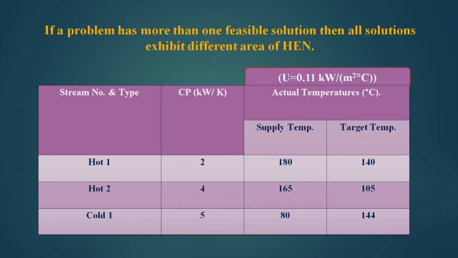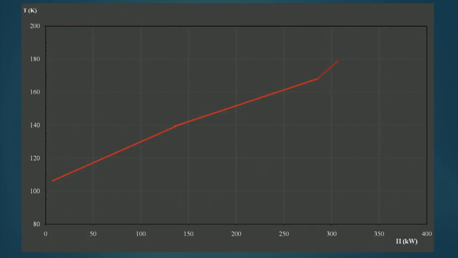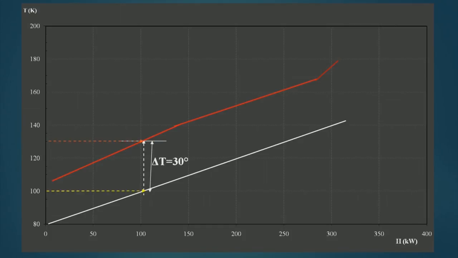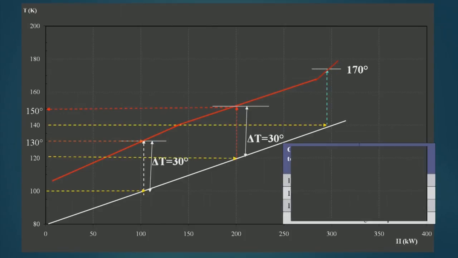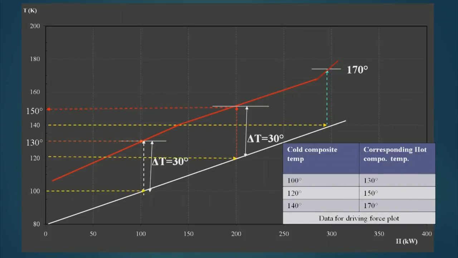It has got two hot streams and one cold stream. The U, which is the overall heat transfer coefficient, is taken to be 0.11, and this is the same for all the streams. Now, to do so, we'll plot a driving force plot. This driving force plot has been plotted using the HINT software.